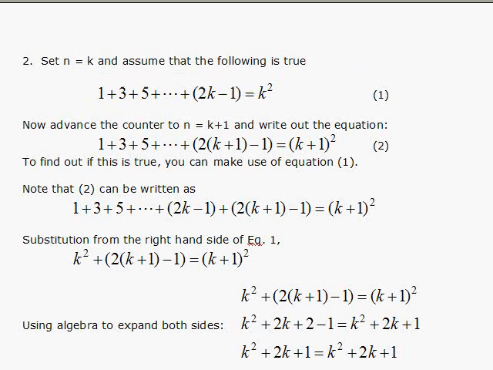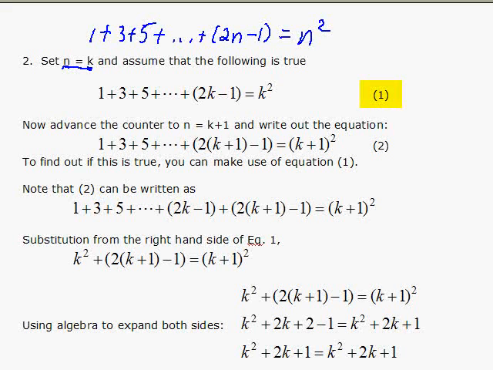So now in step 2, you set n equal k. So go back to the original statement, which is 1 plus 3 plus 5, on and on and on, to 2n minus 1, equals n squared. And I take every n and I turn it into a k. So just make that statement again. I'm going to call that equation 1. And I assume that this is true. And I want to see if the truth of this statement will make the next one true.